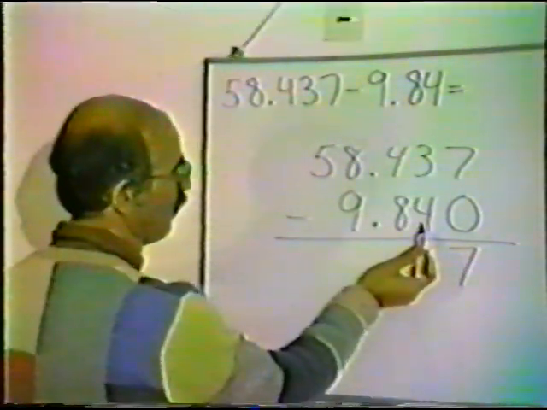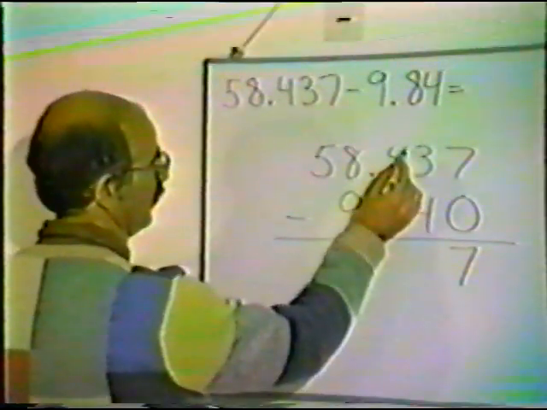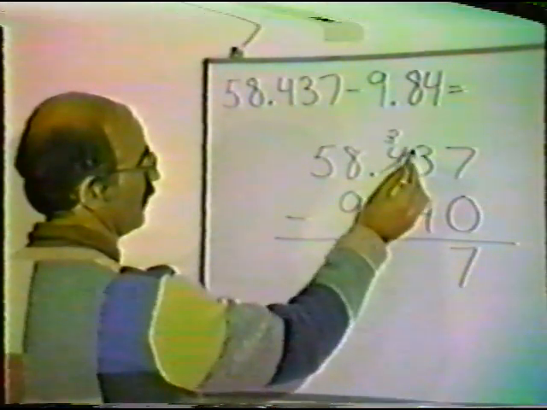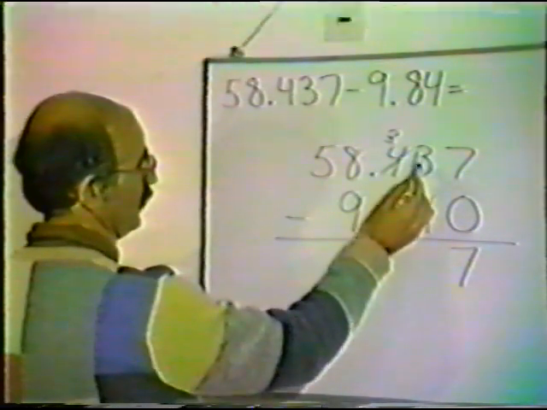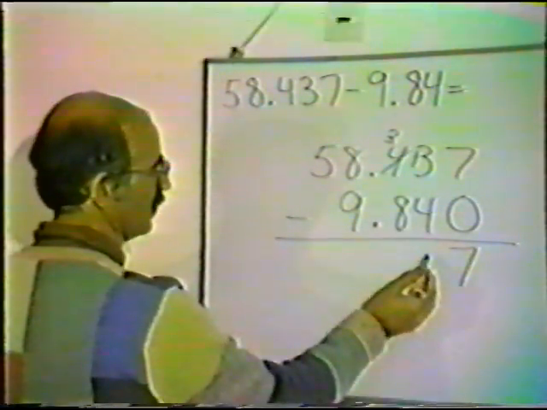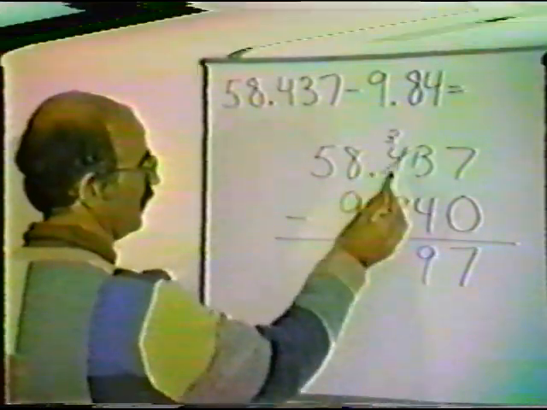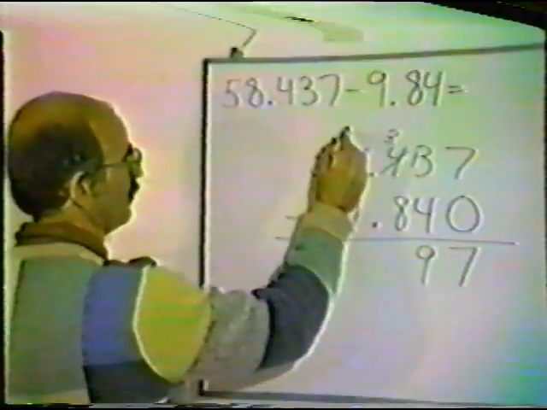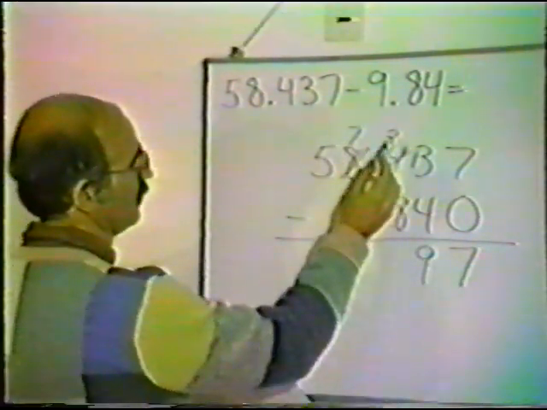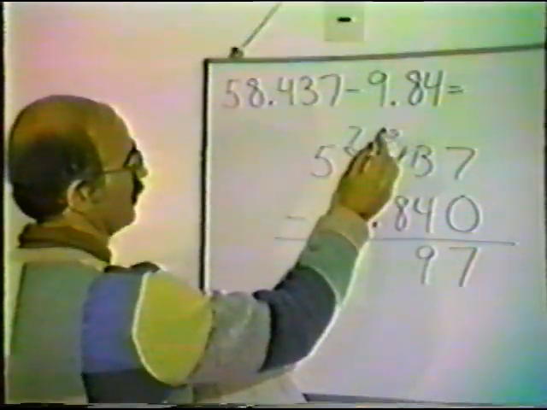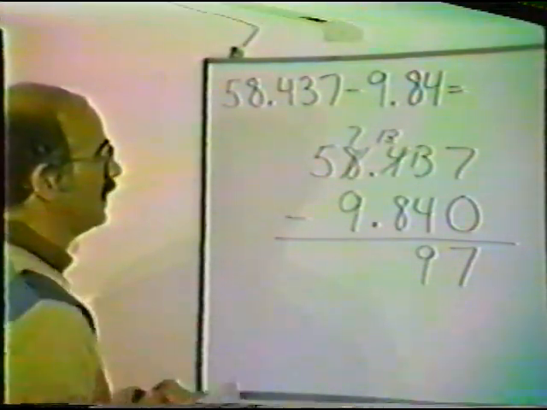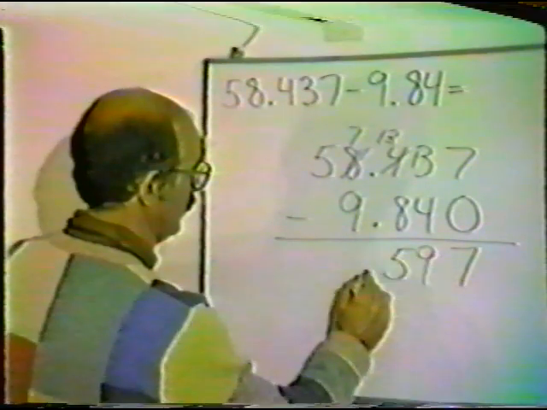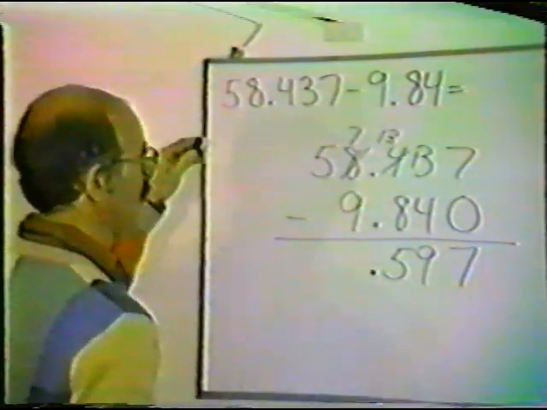3 take away 4. Can't do. The 4 becomes a 3, so this 3 can become a 13. 13 take away 4 is 9. 3 take away 8. Can't do. The 8 becomes a 7, so that this 3 becomes a 13. 13 take away 8 is 5. And we'll put our decimal point in now.